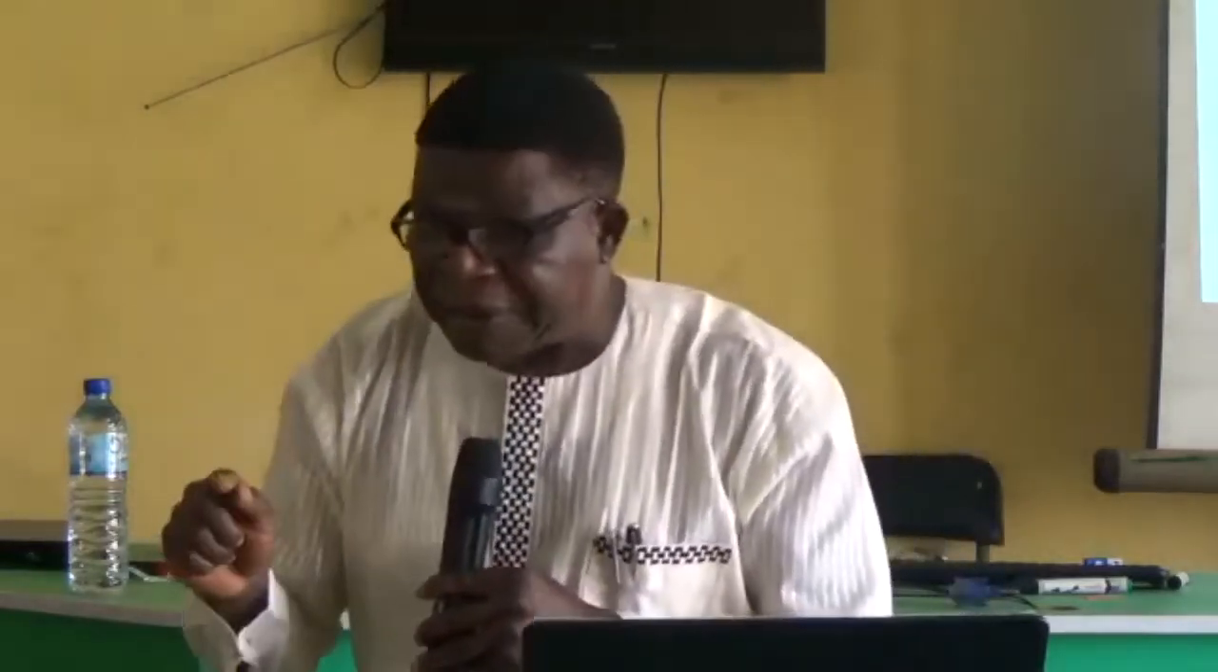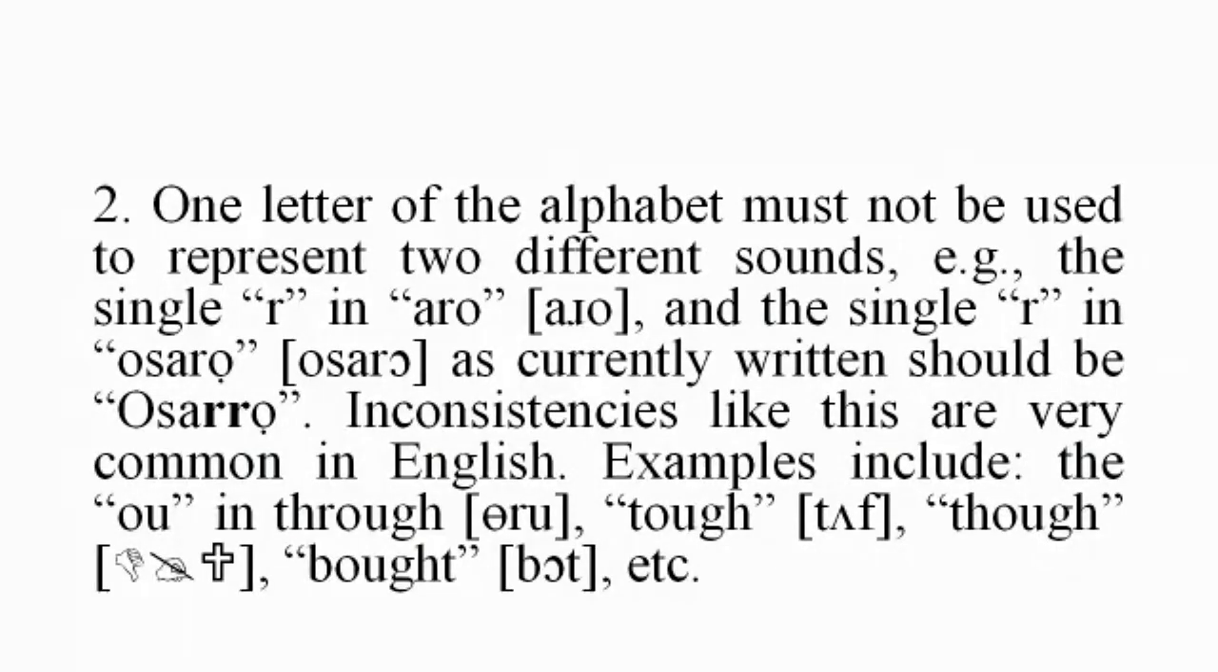And that has been corrected some years back in a seminar like this in the University of Lagos, where it was adopted that double R should be used for words like Osaro. So if you are going to write Osaro, you write O-S-A-R-R-O with a subdot, which is compulsory. That subdot must be there. Otherwise, it is pronounced Osaro.